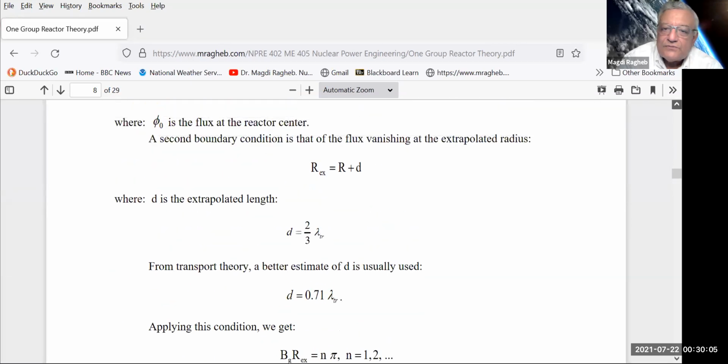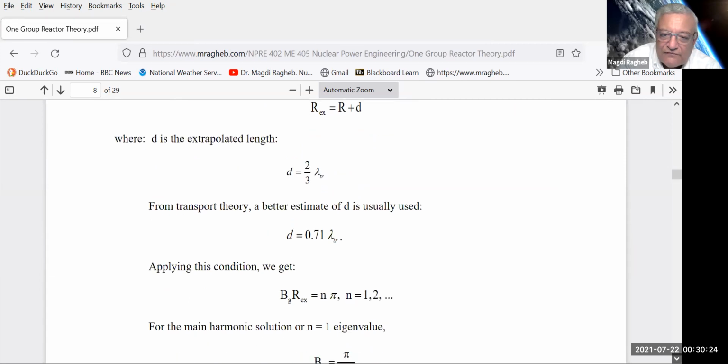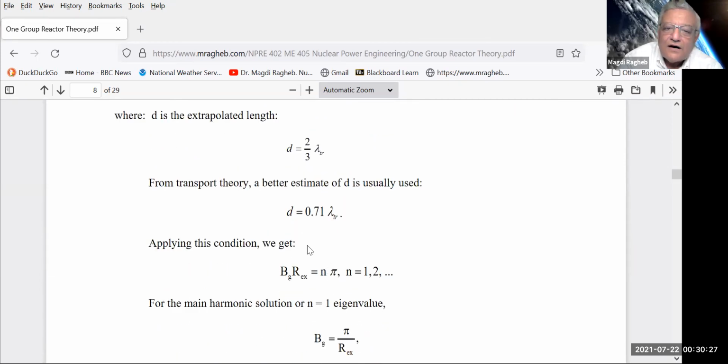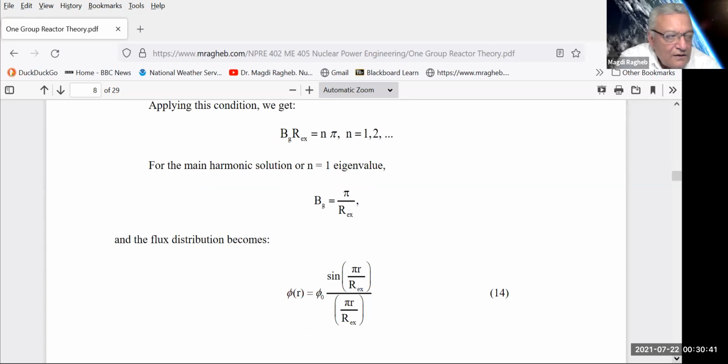For the cosine distribution, you'll find that at the extrapolated boundary, the sine curve should become 0. And if you take the sine curve, it fluctuates, goes up and down, up and down. And every pi, it becomes 0. So at n pi, that argument of the sine curve, the angle B_g R extrapolated, should be equal to n pi. However, we are not really interested in the fluctuations of the flux or the transient type of flux. We are interested in the steady state.